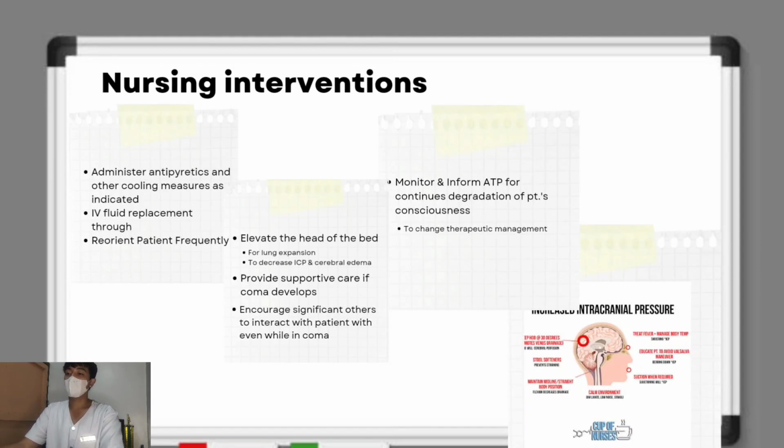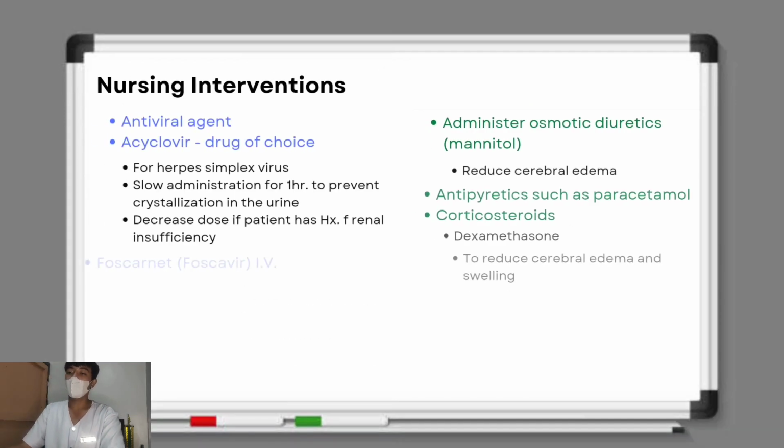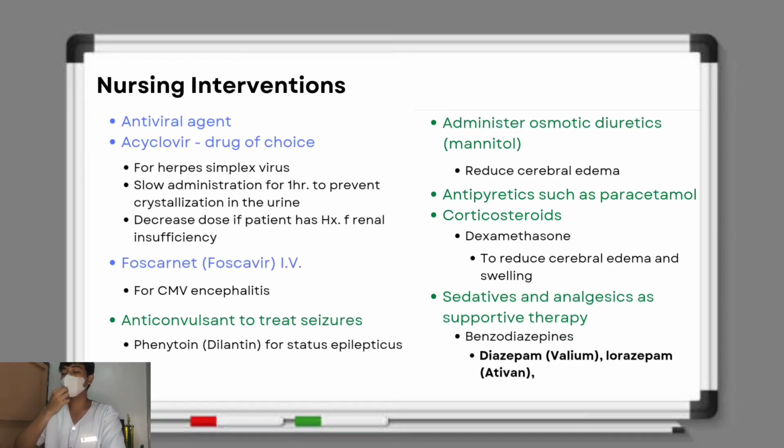Nursing interventions: antiviral agent. Acyclovir, drug of choice for herpes simplex virus. Administer slowly over 1 hour to prevent crystallization in the urine. Decrease dose if patient has history of renal insufficiency. Foscarnet or Foscavir IV for CMV encephalitis. Anticonvulsant to treat seizures: phenytoin, Dilantin for status epilepticus.